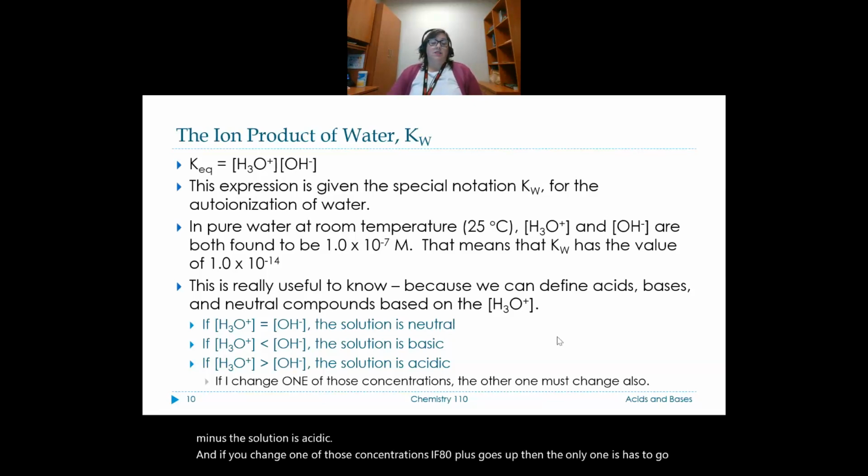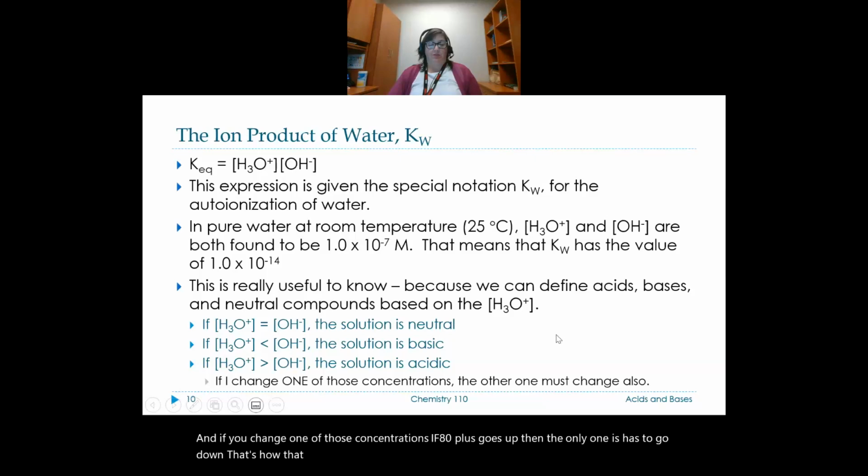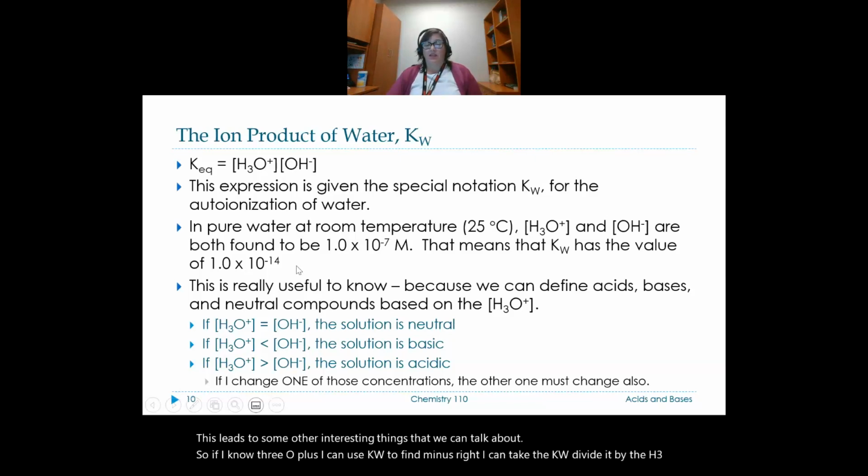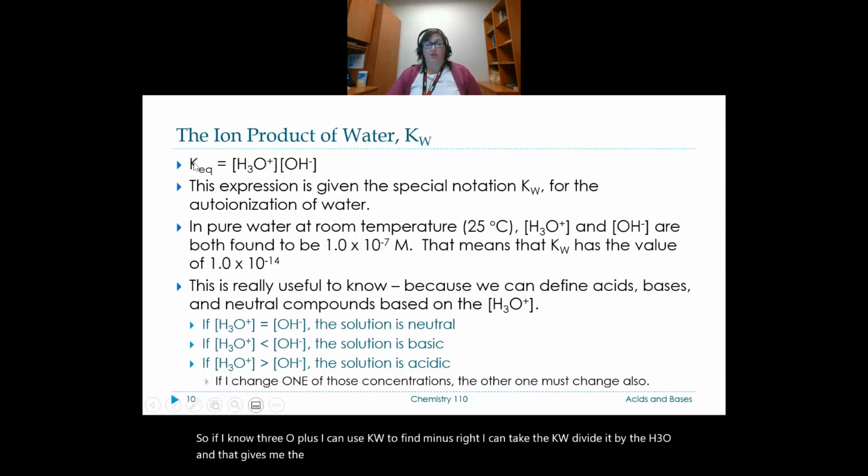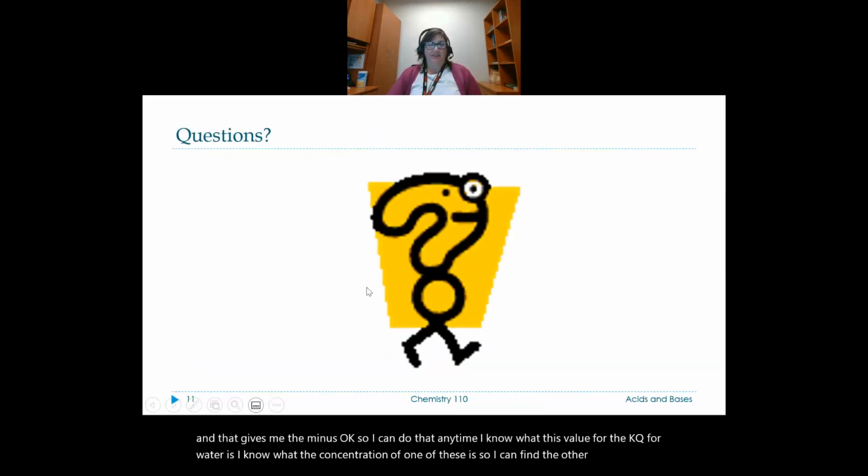Okay. This leads to some other interesting things that we can talk about. So if I know H3O+, I can use Kw to find OH-, right? I can take the Kw, divide it by the H3O+, and that gives me the OH-. Okay, so I can do that at any time. I know what this value for the Keq for water is. I know what the concentration of one of these is, so I can find the other concentration. A couple of other things that we can do using that.